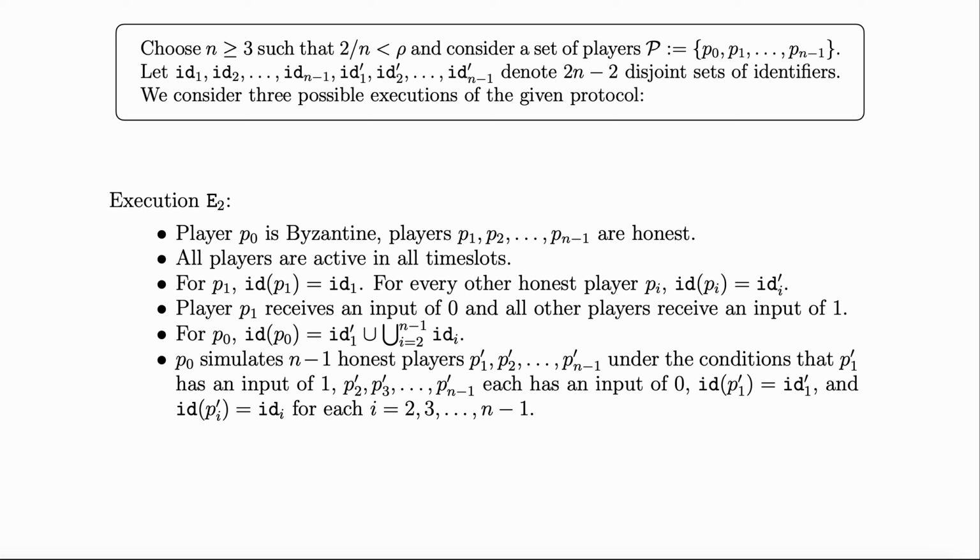Okay, so the important point here is that in this execution, things are indistinguishable from execution E1 as far as P1 is concerned. Now P1 outputted 0 in execution E1. That means they have to output 0 in this execution, which means all honest players still have to output 0.